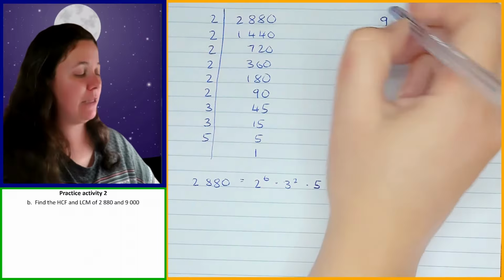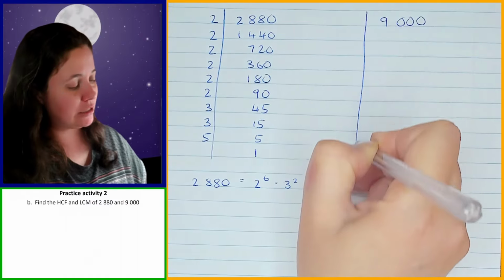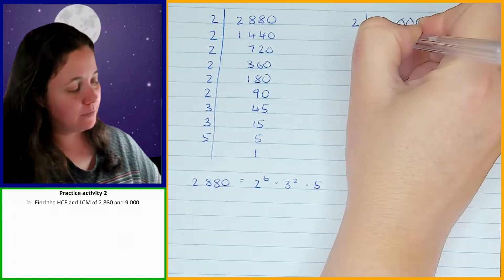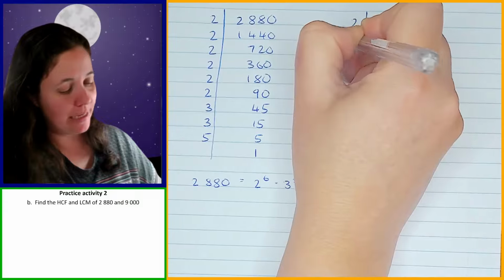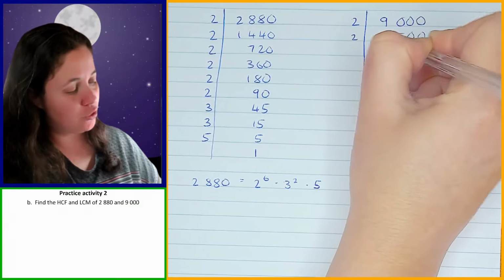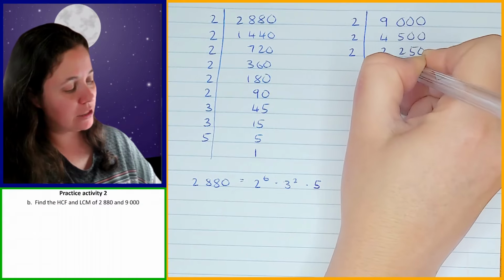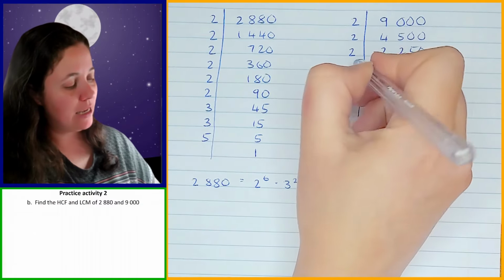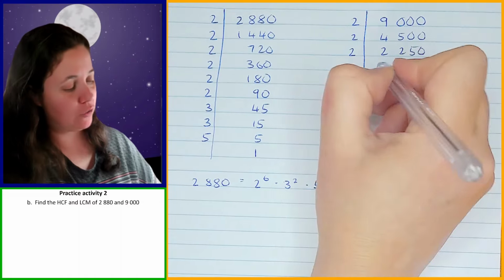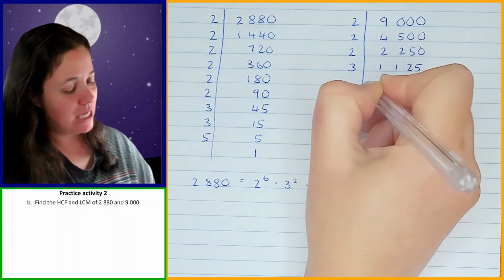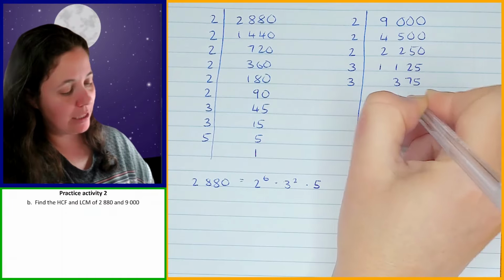Then we're going to do the same thing for 9,000. So for 9,000, I'm going to divide by 2. That gives me 4,500. Divide by 2 again, gives you 2,250. Divide by 2 again, that gives you 1,125. Then it's not even, so now we're going to go on to 3. So divide by 3, that gives you 375. Divide by 3 again, and that gives you 125.